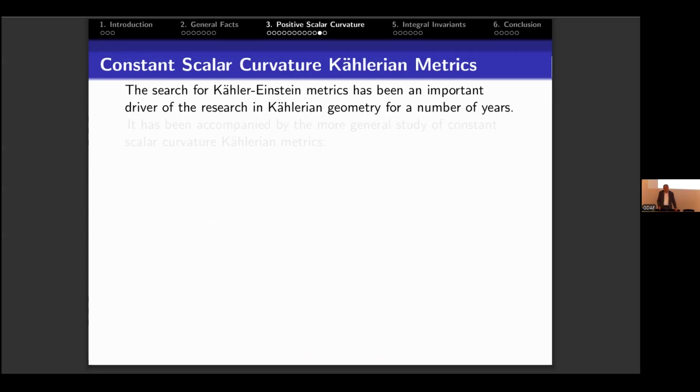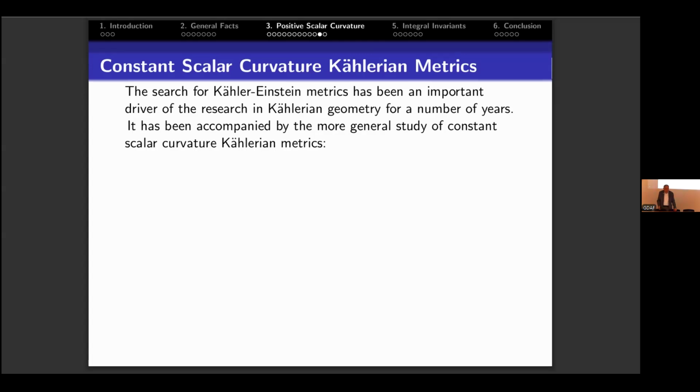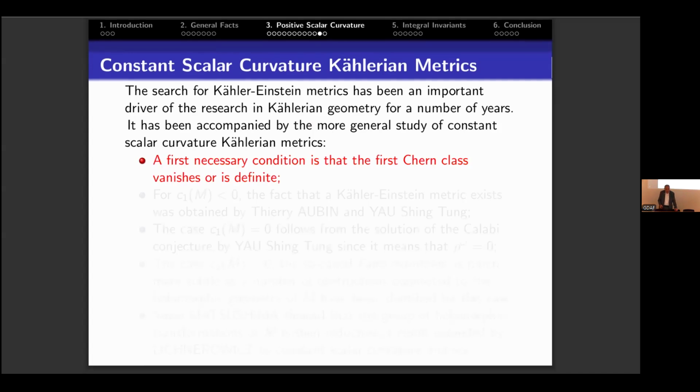And therefore the search for Kähler-Einstein metrics, that is metrics for which the Ricci form is a multiple of omega, has been a very important driver in Kähler geometry. And it's also connected to the study of constant scalar curvature metrics in Kähler metrics. And of course, very easily, you see that the first necessary condition is that the first Chern class be zero or definite positive or definite negative.